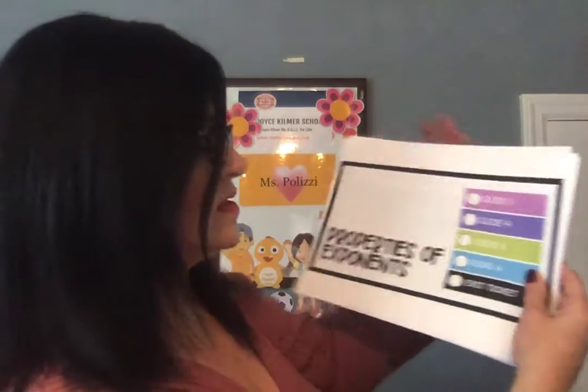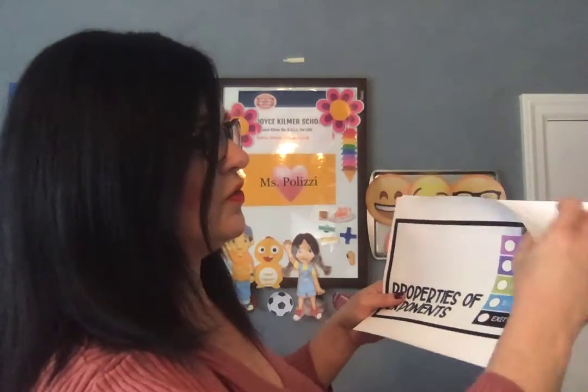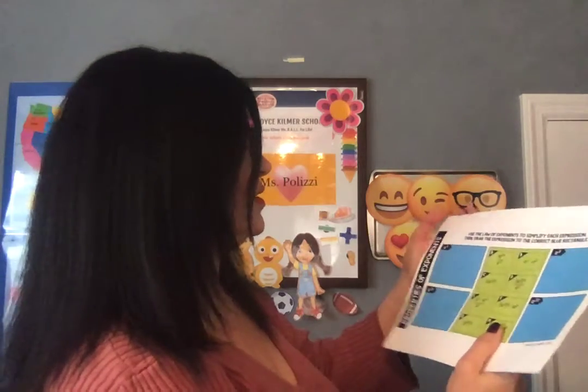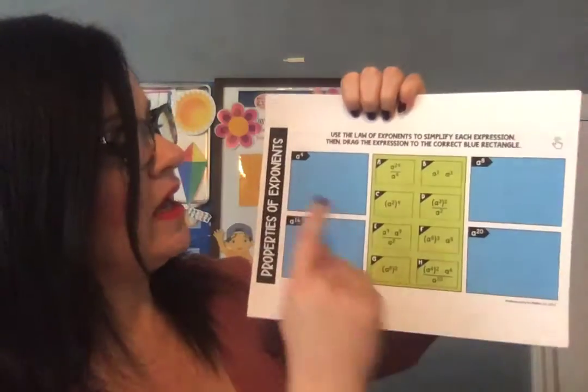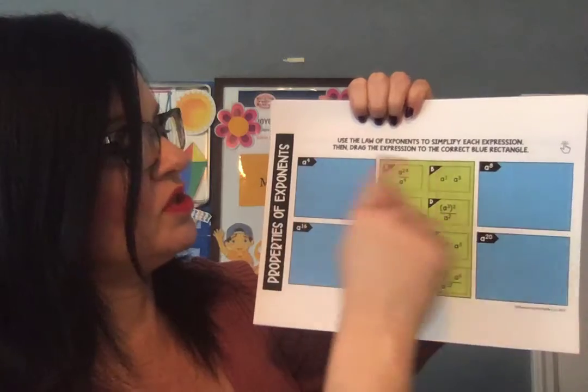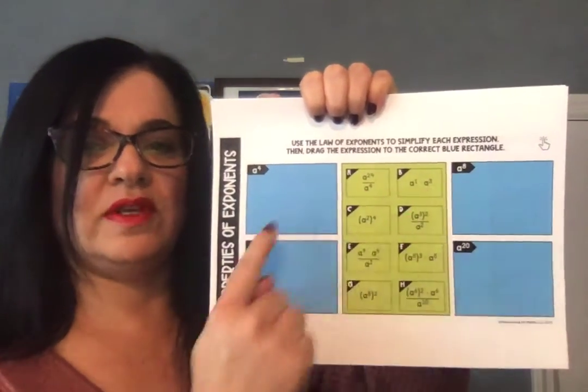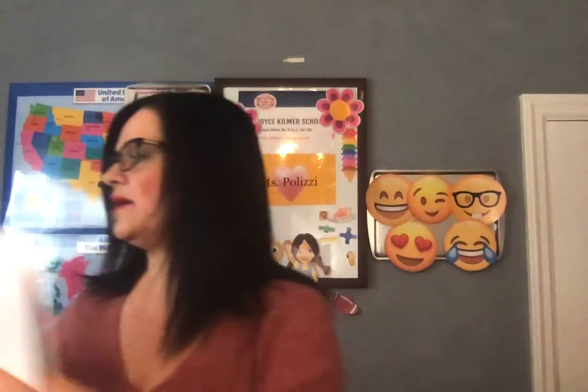Welcome to day number 23, Properties of Exponents. So for today, for this assignment, your first page will look like this, and you'll have 4 blue boxes with 4 solutions. You'll have to solve them and then just drag them over to the appropriate box. So let's see what that would look like.